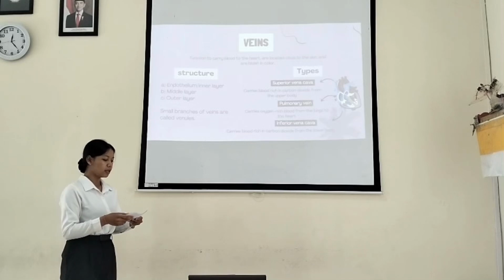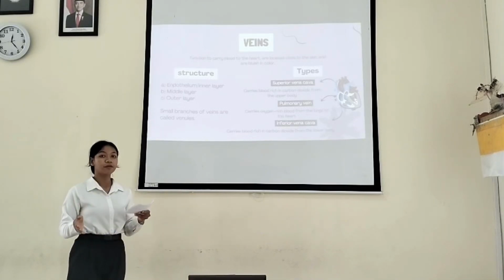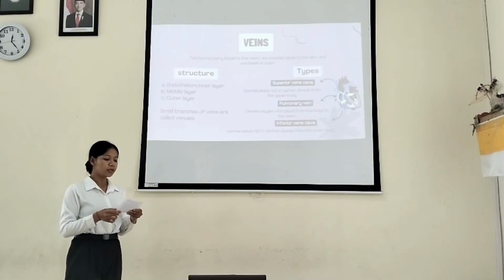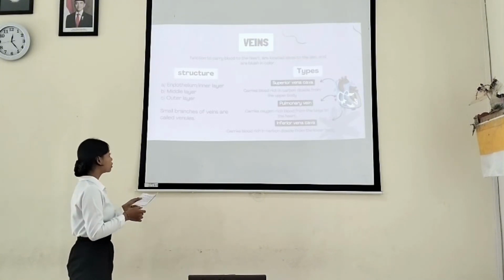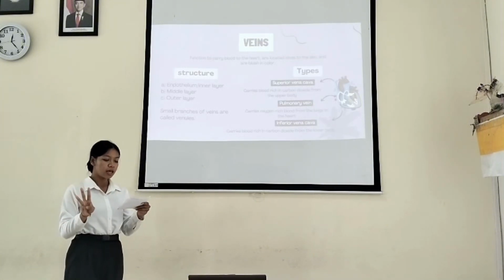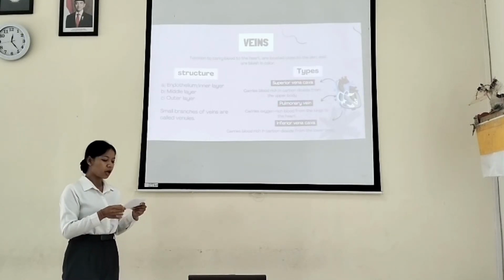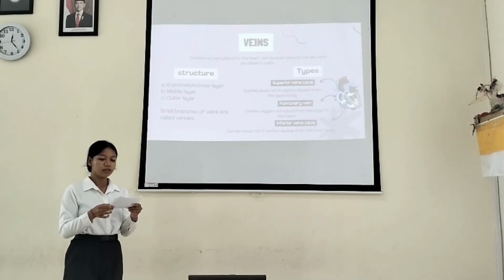Next is vein. Vein function to carry blood to the heart, are located close to the skin and are bluish in color. Their structure consists of 3 layers, the epithelium, the middle layer, and the outer layer. The small branches of the veins are called venules.